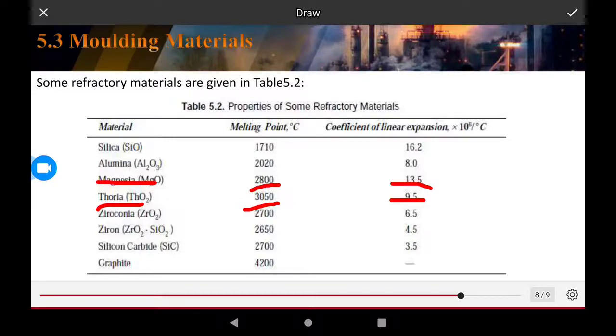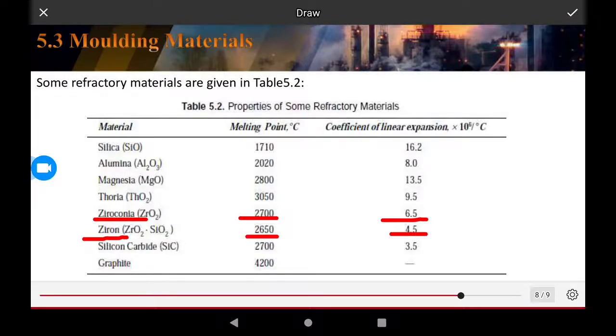Zirconia, ZrO2, has a melting point of 2700 and a coefficient of linear expansion of 6.5. Zircon, ZrO2 and SiO2, has a melting point of 2650 degrees Celsius and a coefficient of linear expansion of 4.5. Silicon carbide has a melting point of 2700 and a coefficient of linear expansion of 3.5.